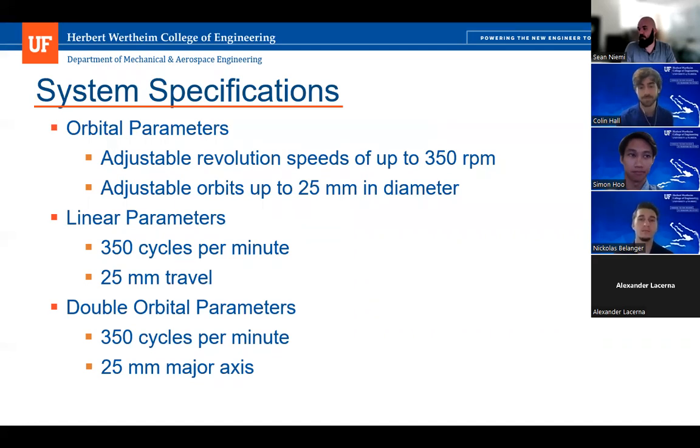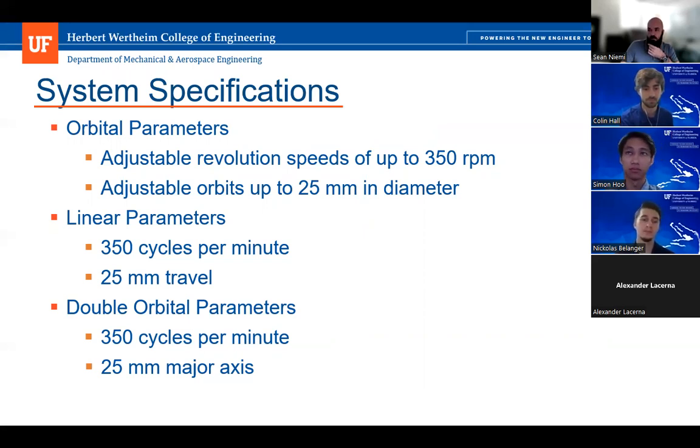Now I'm going to go over the system specifications. These specifications were given to us by the UF Biofoundry lab. And the main gist of it is that they're supposed to move in an orbital, a linear, and a double orbital pattern. For the orbital pattern, they're supposed to be adjustable with speeds up to 350 revolutions per minute.